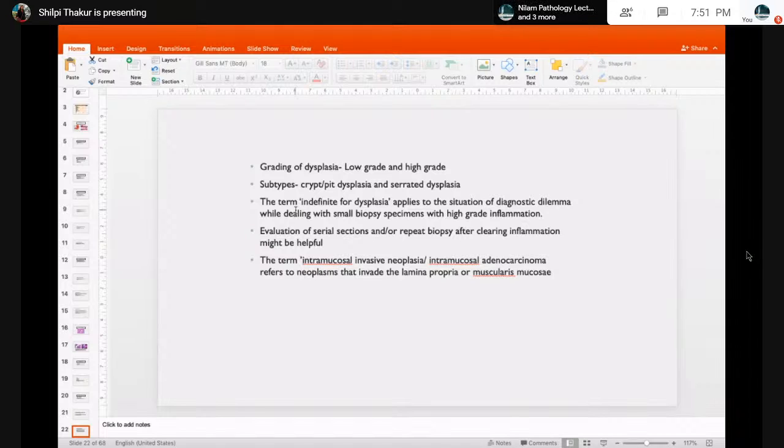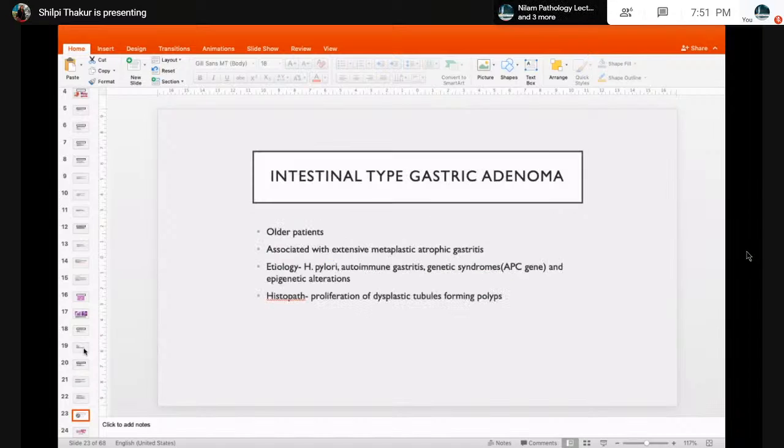Now, the term intramucosal invasive neoplasia, or intramucosal adenocarcinoma, refers to the neoplasm which invades the lamina propria or the muscularis mucosae. We should keep in mind that this intramucosal adenocarcinoma is invading the lamina propria or the muscularis mucosae, but it is not going beyond that. This is category 5 of the WHO 2019 definition for gastric dysplasia.